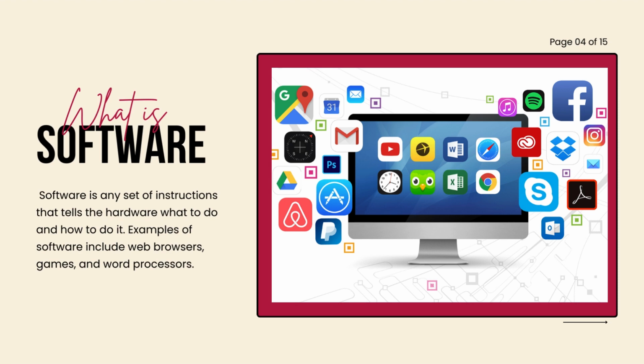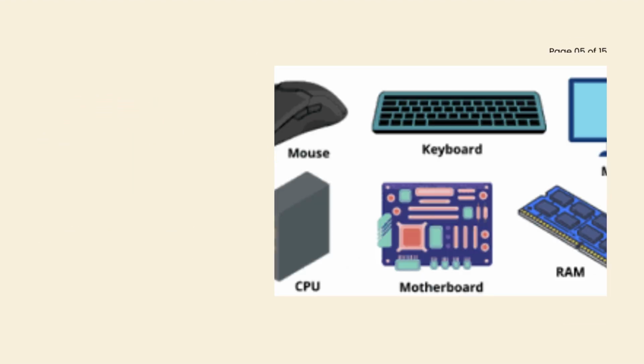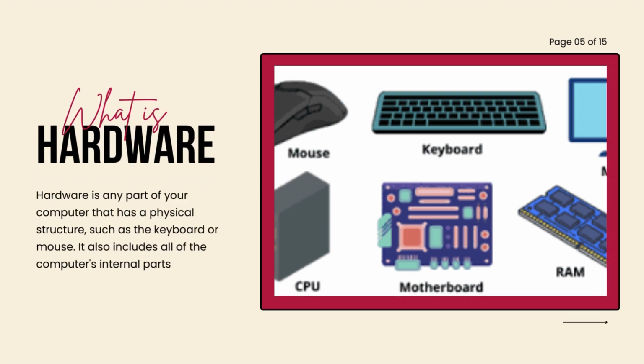So, what is software? Software is any set of instructions that tells the hardware what to do and how to do it. Examples of these are web browsers, games, word processors, PowerPoint presentations. Another is hardware. So, what is hardware? Hardware is any part of your computer that has a physical structure, such as a keyboard or mouse, or a monitor, CPU, motherboard, or RAM. It also includes all of the computer's internal parts.